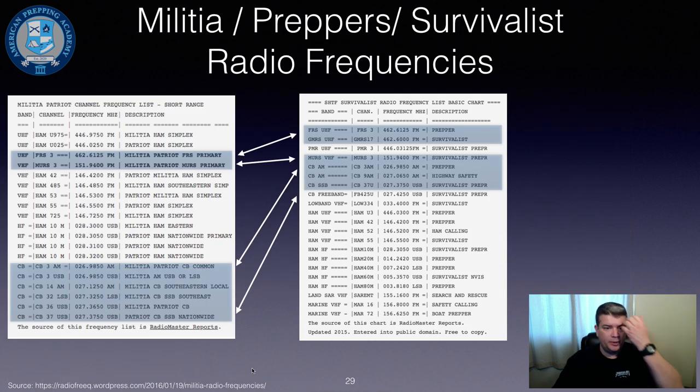Okay, here are some militia frequencies, and these are the kind of well-known militia, prepper, and survivalist frequencies. The reason that I'm showing this is because there's some overlap. We have the militia patriot channels on the left, and then we have the SHTF survival and prepper frequencies on the right. And there's some overlap in these frequencies where these arrows are.